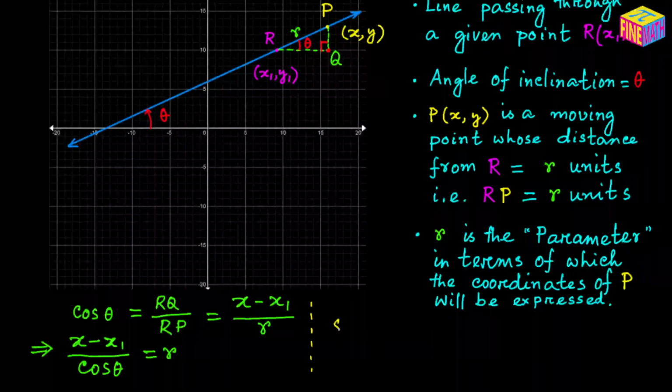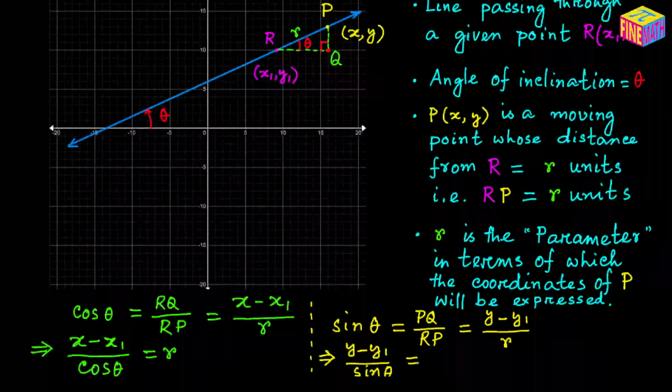Also, let's try to find out what would be the sine of theta. Well, we can say sine of theta would be equal to PQ over RP. And what is PQ? Well, PQ is actually the difference of y and y sub 1, because y is the y coordinate of P and y sub 1 is the y coordinate of R, which we can assume would also be the y coordinate of Q. So it would be y minus y sub 1, that would be the distance PQ. And what is RP? Well, RP is nothing but the lowercase r. From here, can we say that y minus y sub 1 over sine of theta is also equal to lowercase r.